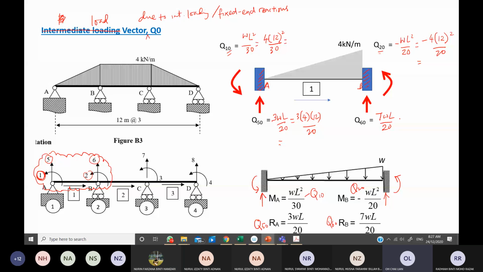Doctor, the L, the length is 12 meter? Yes, this is 12 meter. You can put it like this, 12 meter. Thank you, doctor. So 7W will be 4, length 12, and 20.